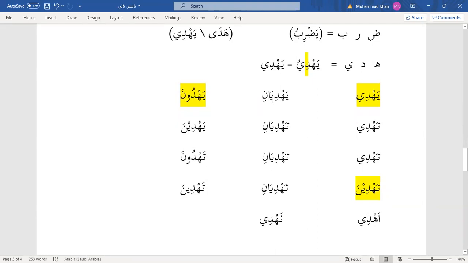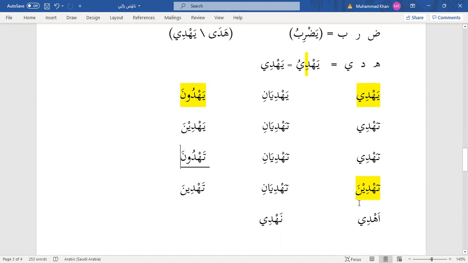And for the dual, no change takes place: yahdiyani, tahdiyani. Then the change takes place for the plural. For masculine, it was yahdiyuna, and it has changed into yahduna. So when we make it yahduna, then this one automatically becomes tahduna. And yahdina and tahdina don't change.